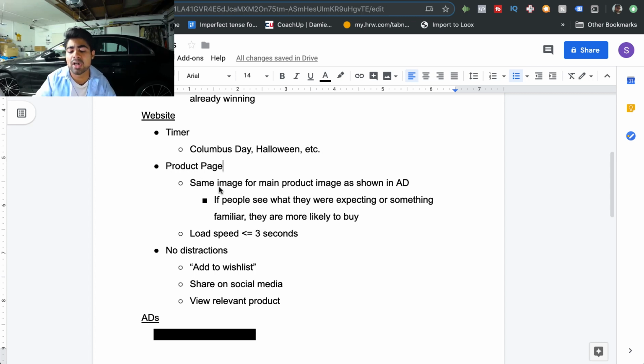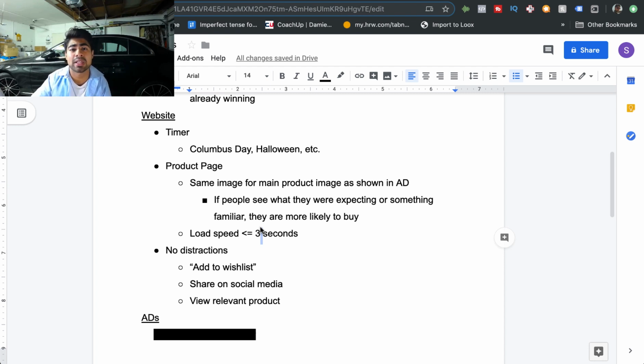But along with having this on your product page, another thing I was doing for this specific website, which is why I believe I was able to scale so aggressively and so fast, is that I had a page load speed of less than or equal to 3 seconds at all times. I know a lot of people don't pay attention to this, but it's really crucial in determining whether people trust your website and whether people even buy from you.